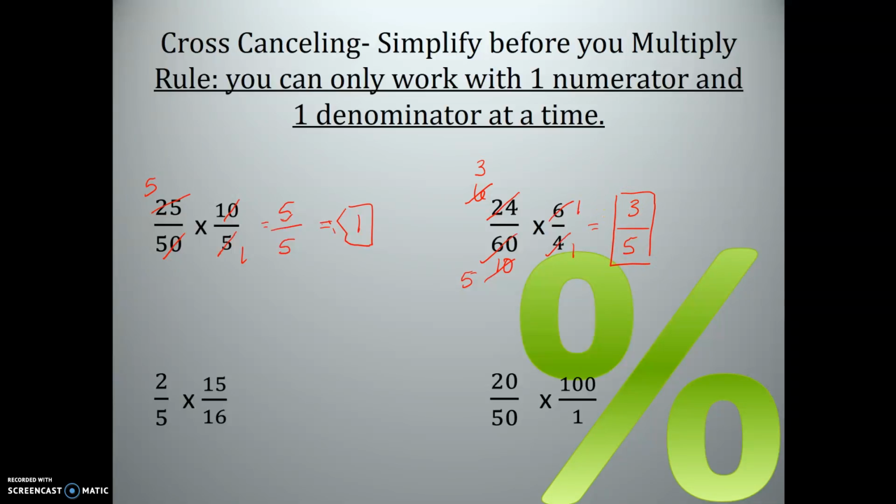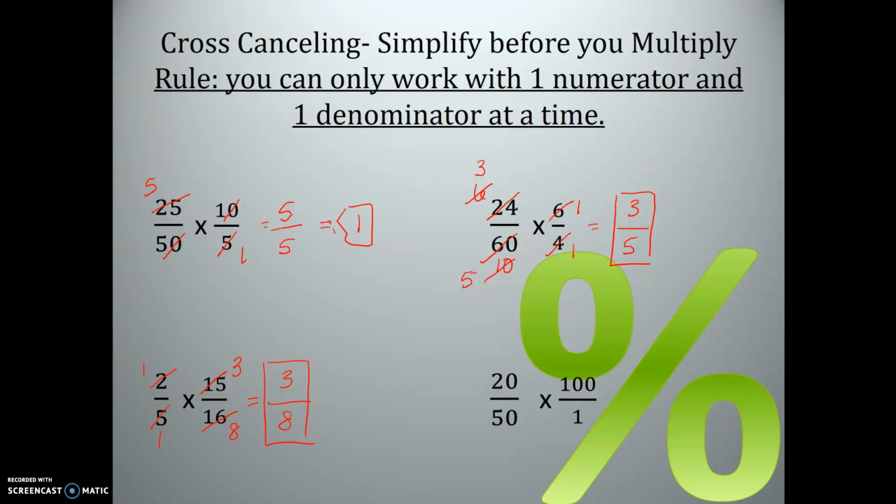All right, let's do 2/5 times 15/16. Let's look for some common factors between numerators and denominators. Well, 2 and 16 have a common factor of 2, so let's divide both by 2. 2 divided by 2 is 1. 16 divided by 2 is 8. And 5 and 15 have a common factor. It's 5. 5 divided by 5 is 1. 15 divided by 5 is 3. Let's multiply it out. 1 times 3 is 3. 1 times 8 is 8. And I can't simplify that anymore, so that's my answer.